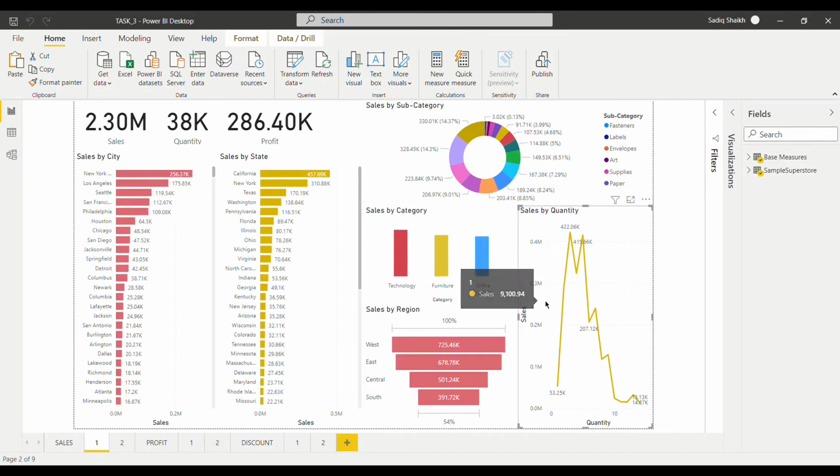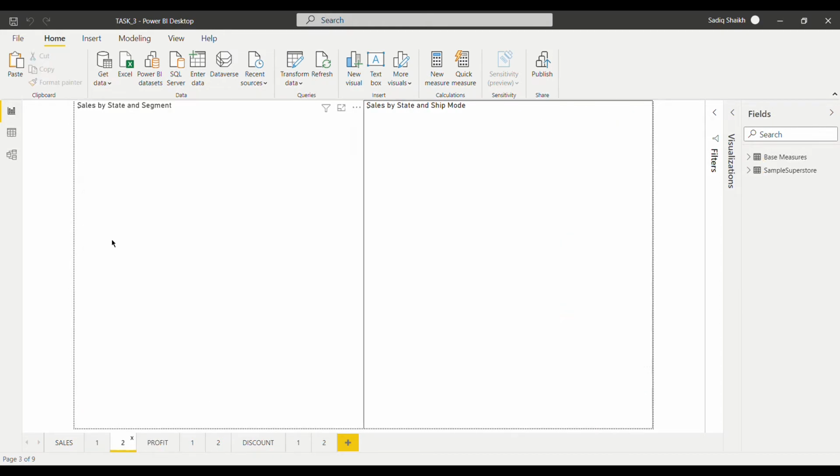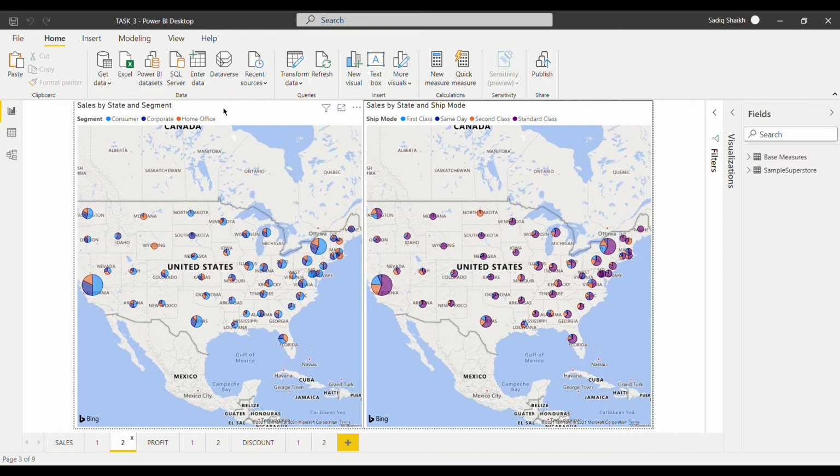If we see the sales as per quantity, we can see that the highest quantity is around 422.06 thousand. The next part of the analysis is sales by segment and shipping mode.